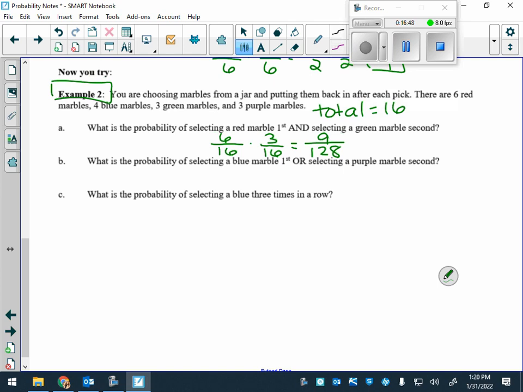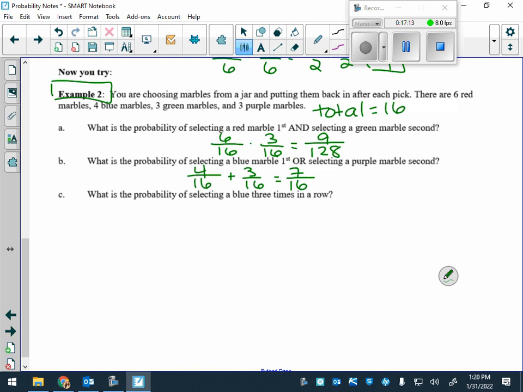What is the probability of selecting a blue marble first or selecting a purple marble second? What would this look like? Perfect. So we got 7 over 16. Excellent. Good. And then what is the probability of selecting a blue 3 times in a row?